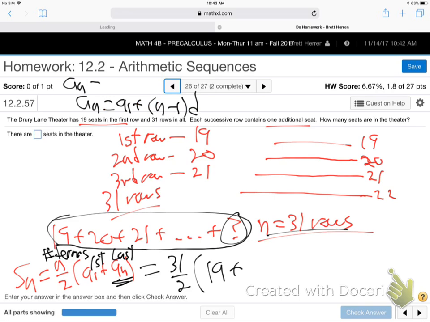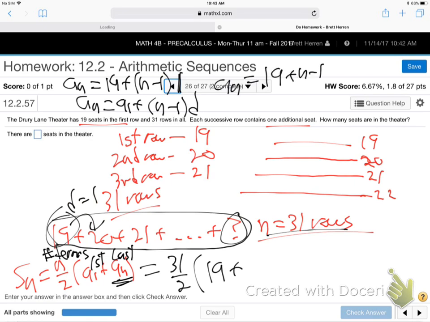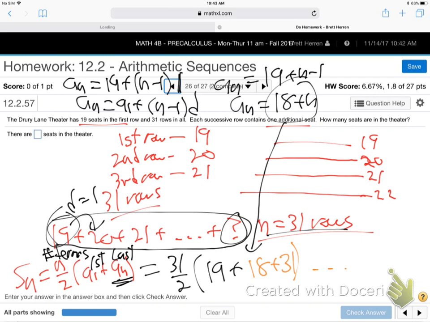So a sub n is a_1, which is 19, plus (n minus 1) d. What's the d? d is just 1 every time. The jump amount, the d, is 1. So that means a sub n is 19 plus n minus 1. What's that? 18 plus n. Take that, put it in right there. 18 plus n. Oh, and I know what n is, don't I? n is 31. Boom, 18 plus 31. There it is. Hit the buttons on your calculator. You get the number of seats.